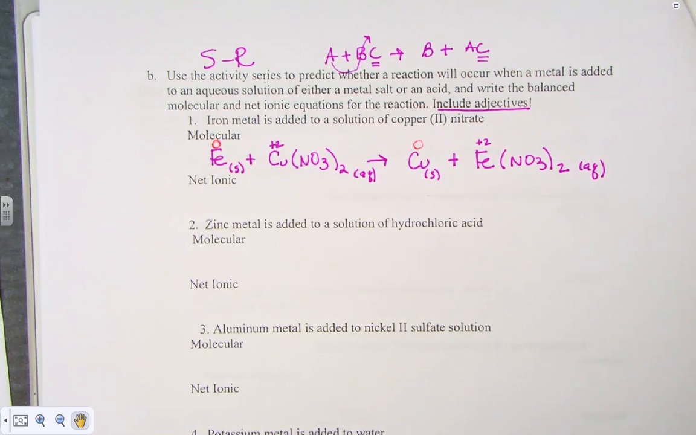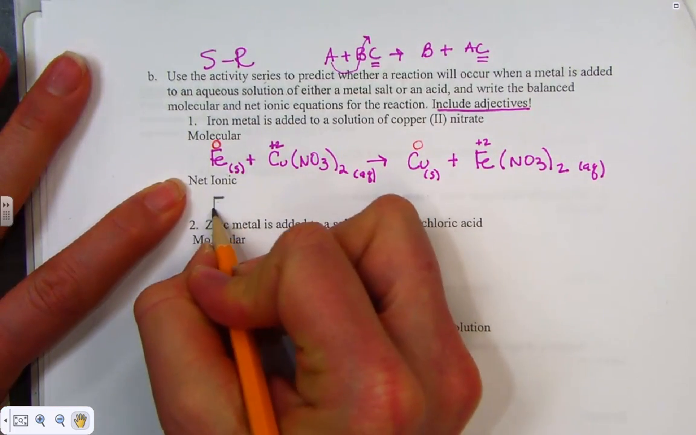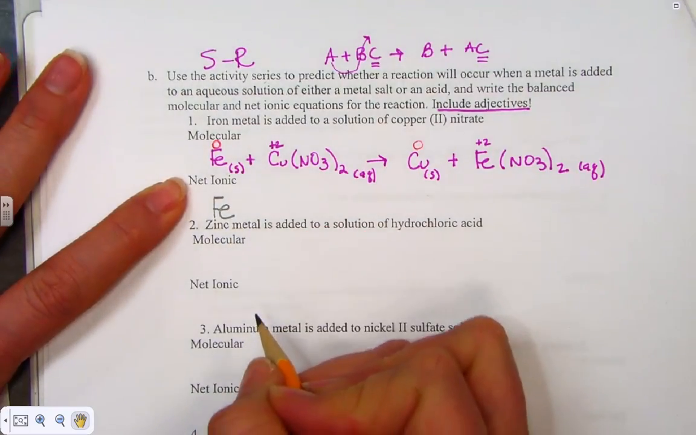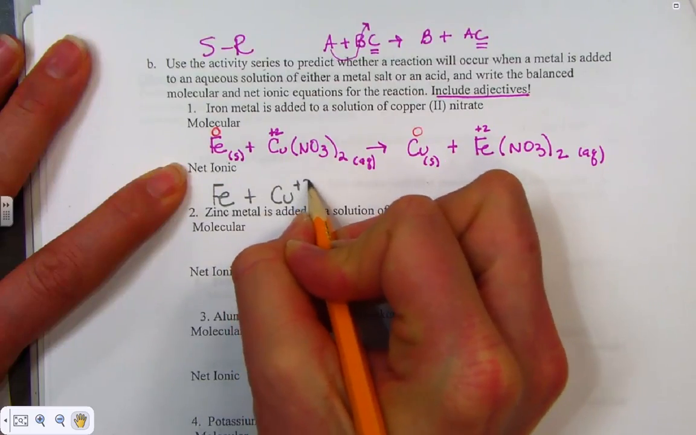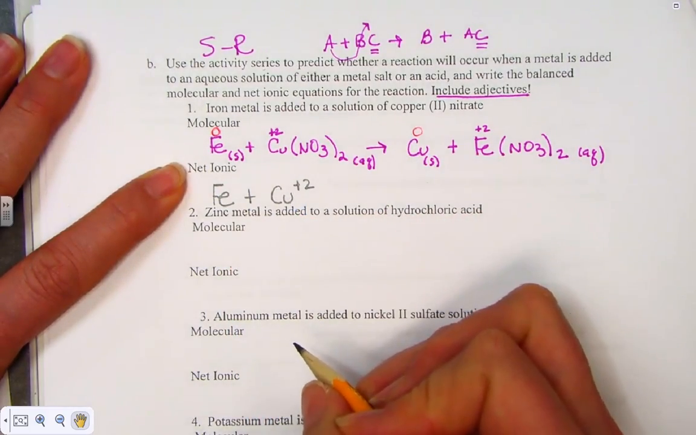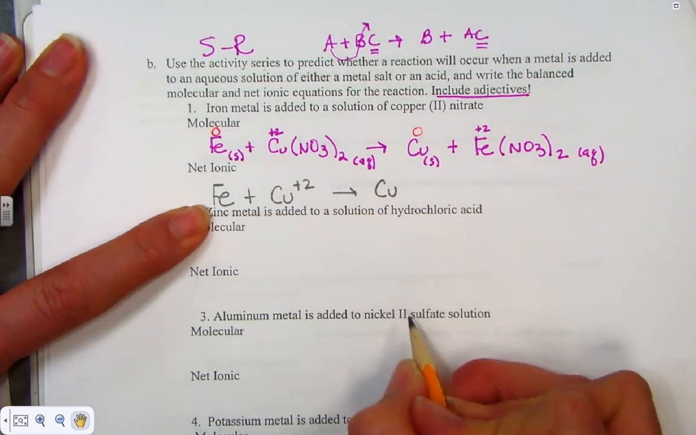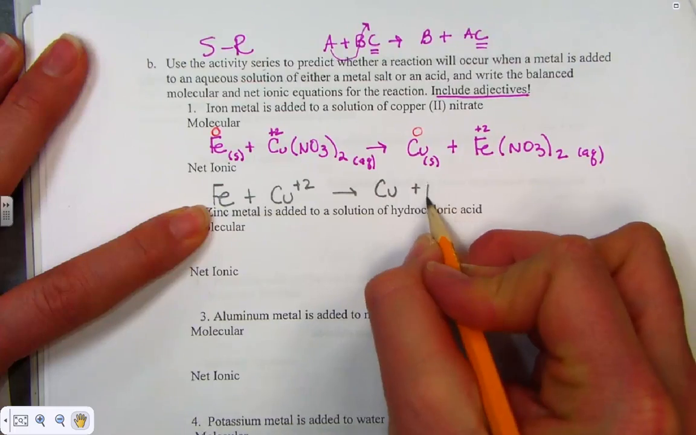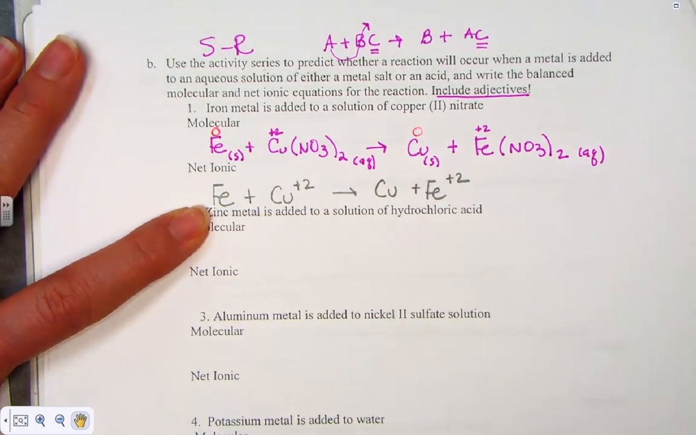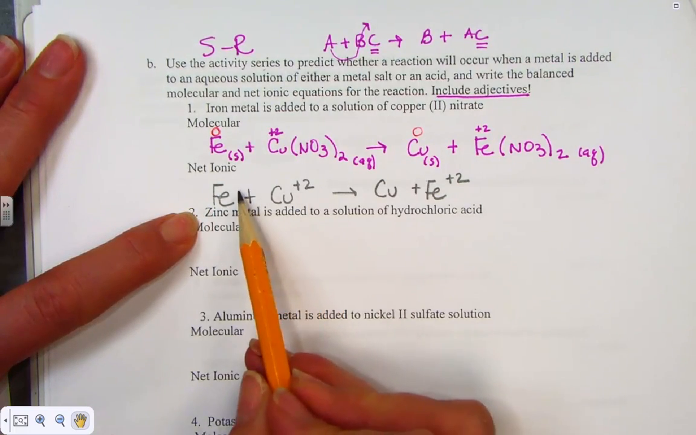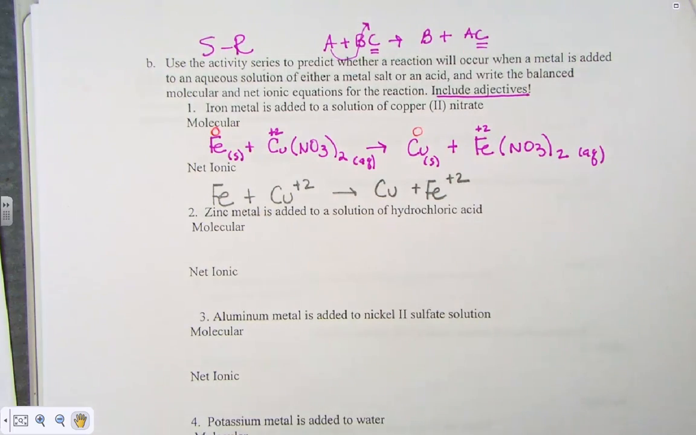To eliminate the spectator ion and simply show the net ionic, I show Fe, the atom of iron, plus the aqueous ion of copper at a +2 charge, forming copper metal as a solid, and the aqueous ion of iron, Fe, at a +2 charge. Notice that the charge and the number of atoms is indeed balanced on both sides of the equation.